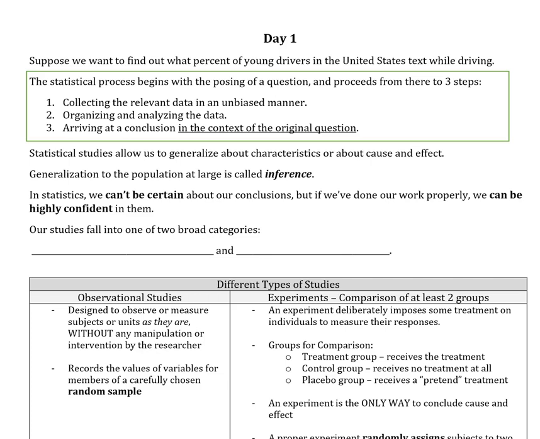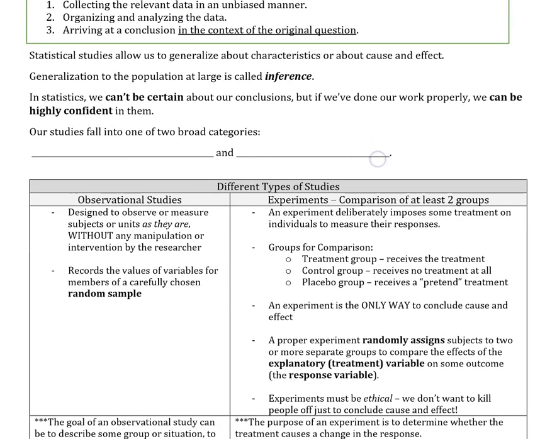This procedure may even sound familiar to you from your science classes when you employ experiments. Statistical studies allow us to generalize characteristics about a population or about any cause and effect. And in statistics, we can't really be 100% certain about our conclusions, but if we've done everything properly, we can be highly confident in them. So our studies fall into 2 broad categories, one being observational studies, and the other being experiments, which you're probably familiar with from science class.